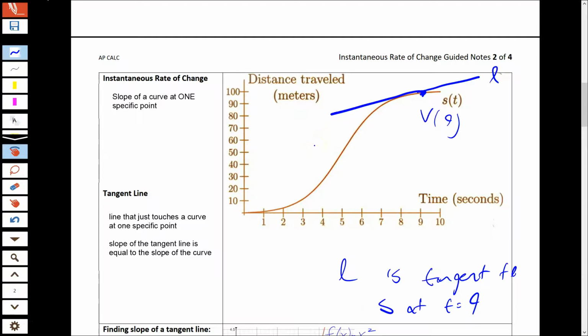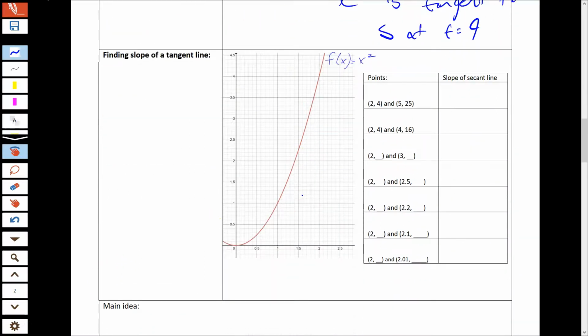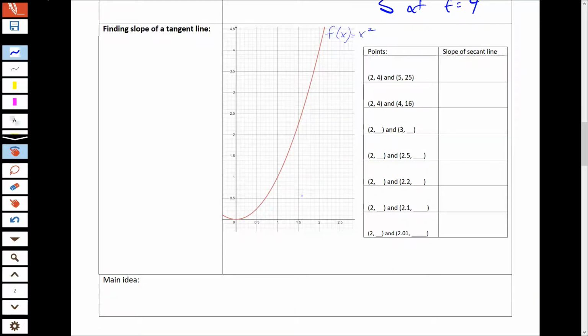So what we're building towards is a method to figure out the slopes of these lines so that we can find this instantaneous rate of change exactly, and we no longer have to estimate. Okay, so let's look at a simpler example and see if we can't develop this method a little bit. So I have this function f of x equals x squared, so this is just my plain old parabola. And we're going to make a bunch of secant lines to find the slope of a tangent line.